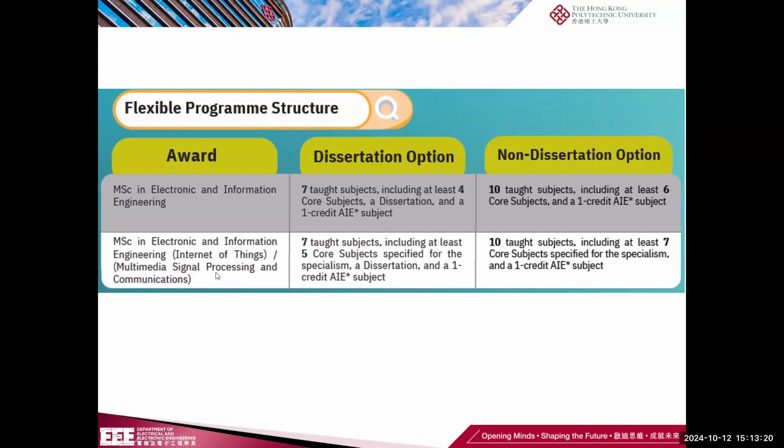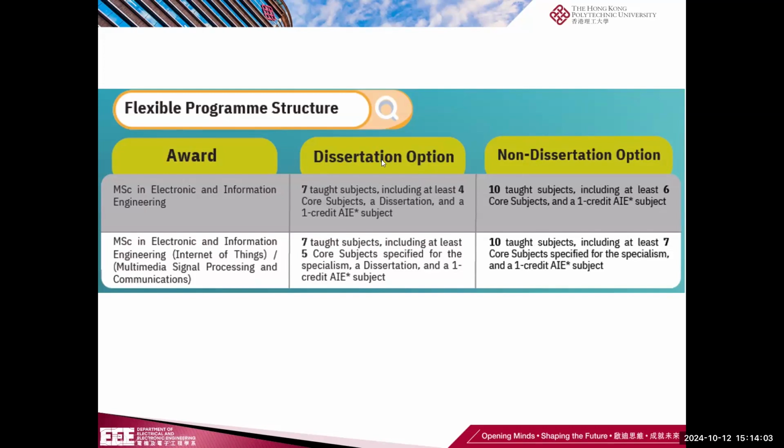For example, if you select this one, then if you have this dissertation, then we also have this long dissertation. So what is the meaning of a dissertation? The MSc program will request you to finish 10 subjects. If you select the dissertation, this dissertation is equivalent to 9 credits, which means 3 subjects. In this case, if you have this dissertation, you only need to finish 7 subjects, including at least 4 core subjects. Then you have this dissertation.